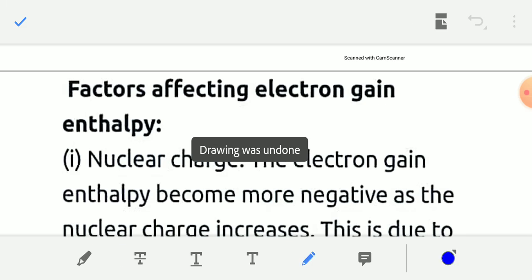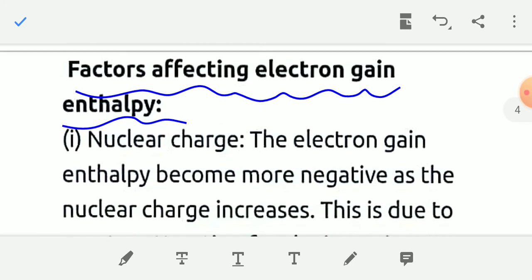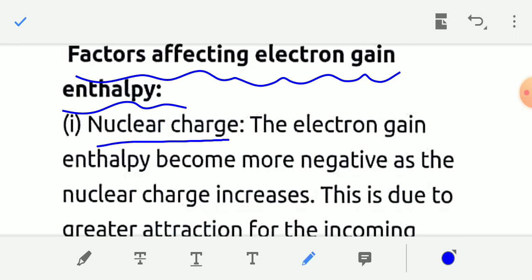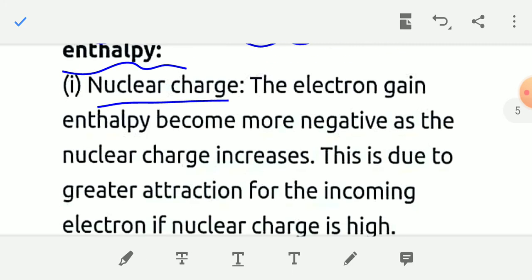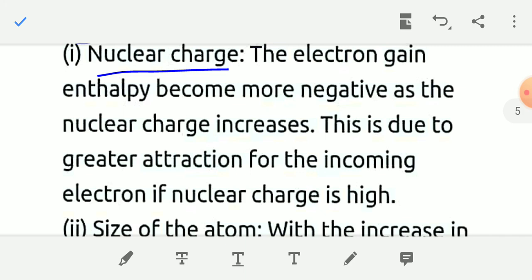Now, factors affecting the electron gain enthalpy. Like ionization energy, there are several factors which can affect the electron gain enthalpy. The first one is nuclear charge. The electron gain enthalpy becomes more negative, that means more exothermic, as the nuclear charge increases. This is due to greater attraction for the incoming electron if the nuclear charge is high.